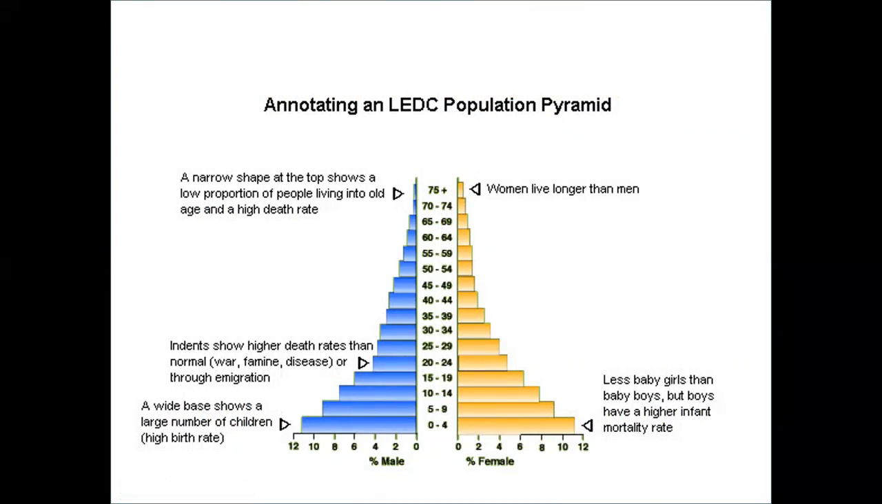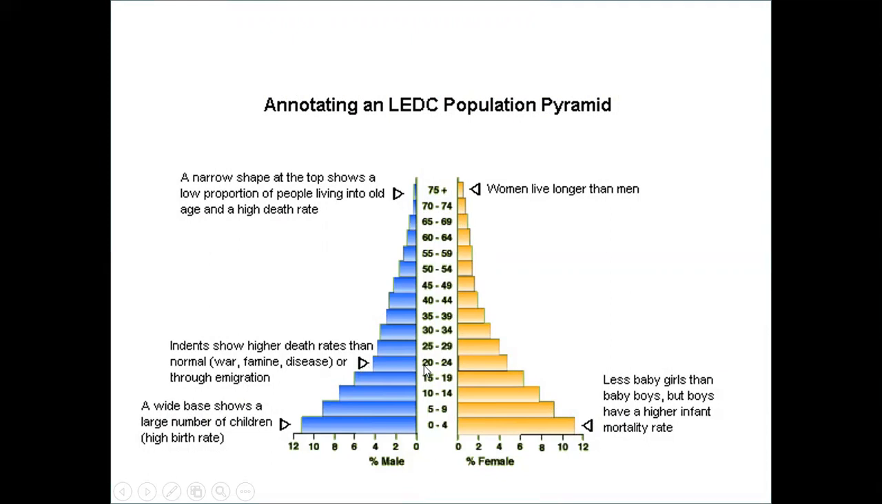Why? Maybe lots of men work in different kinds of factories, and some kind of accident can happen, and that's why they can die there. The women are still living at their houses doing housework, so that's why they have longer lives. Now let's talk about bulges that show higher death rates than normal. Why? The factors can be war, famine, disease, or immigration.